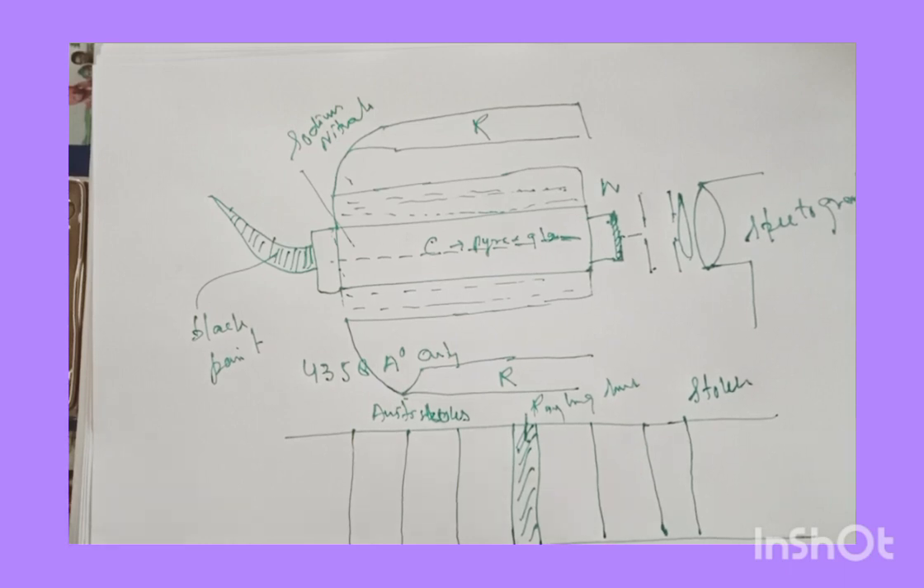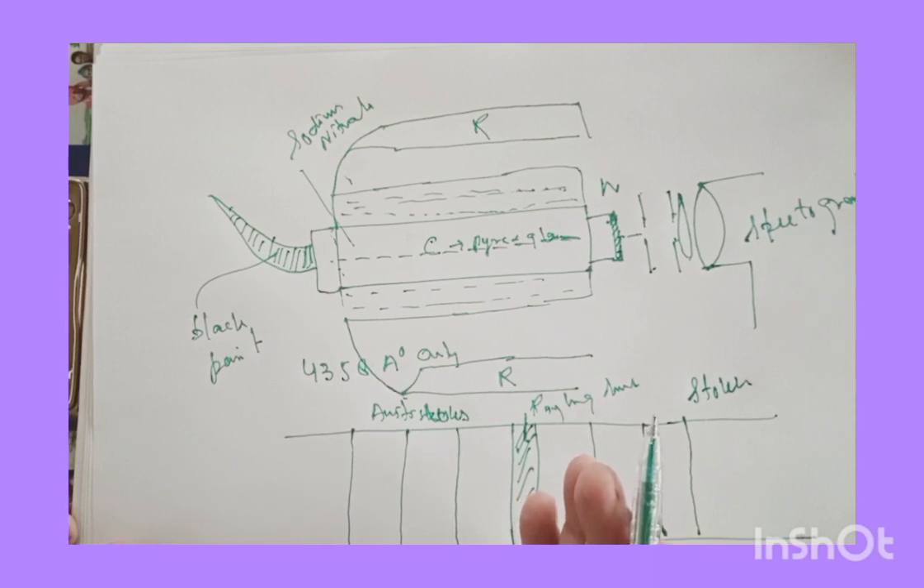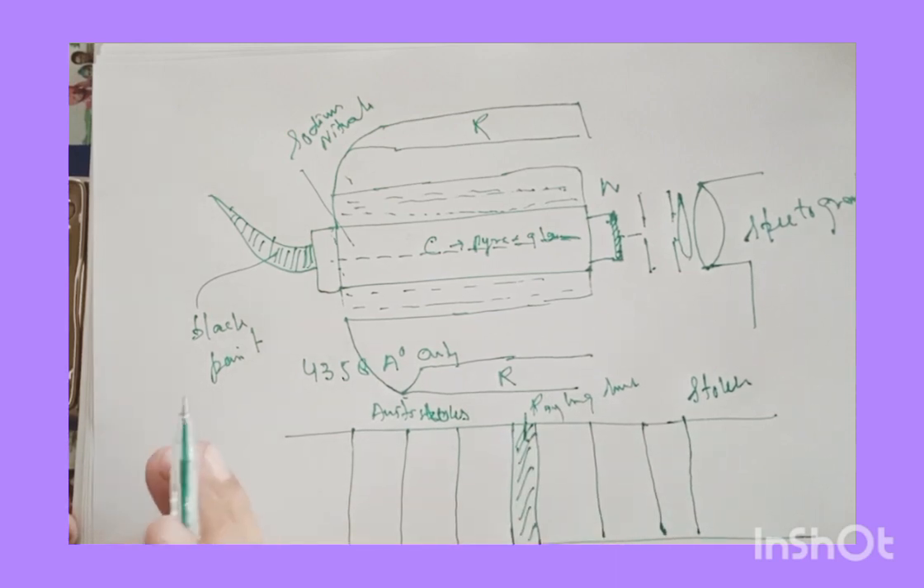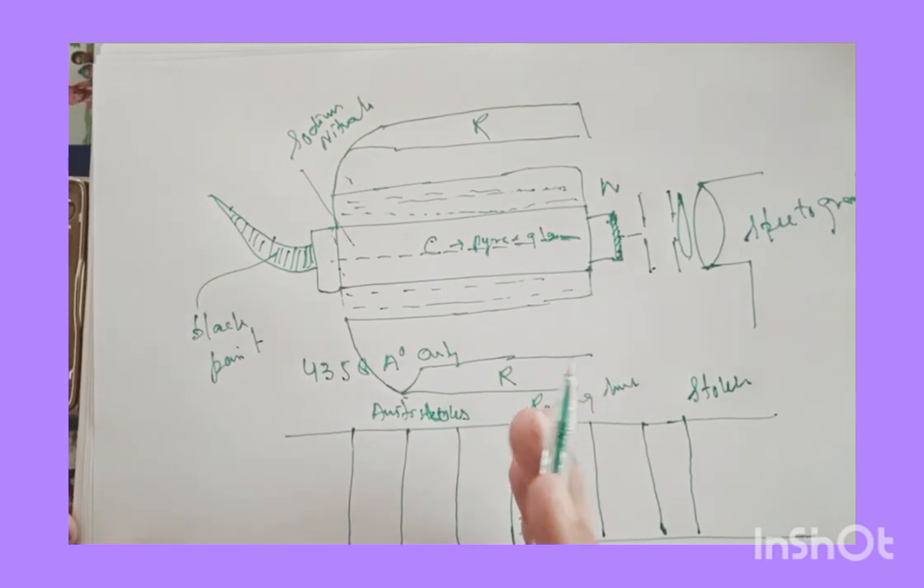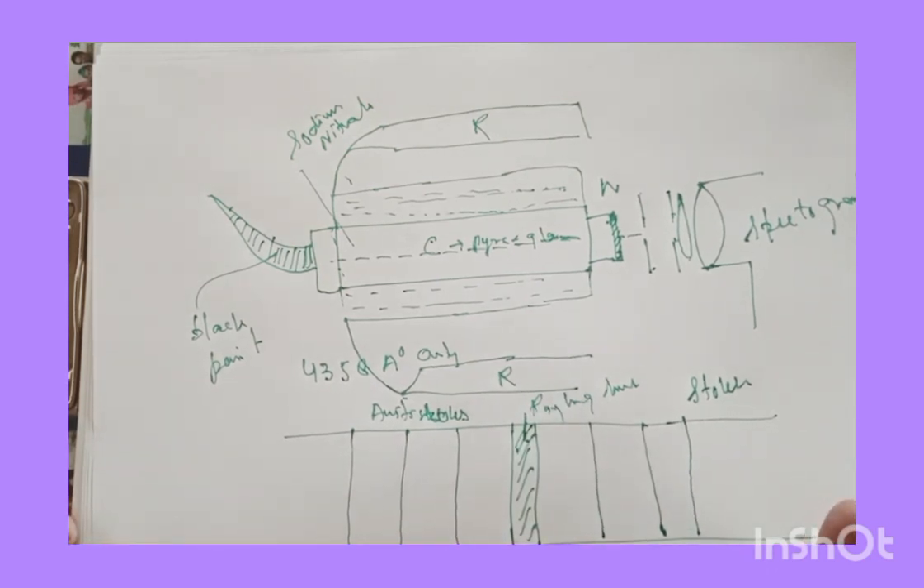So what we have is a Rayleigh line, and some other lines to the left of this Rayleigh line, which we call anti-Stokes, and we find some other lines on the right side of this Rayleigh line. We call them Stokes. Now, Raman lines are fainter. As I said, it's a very weak line.